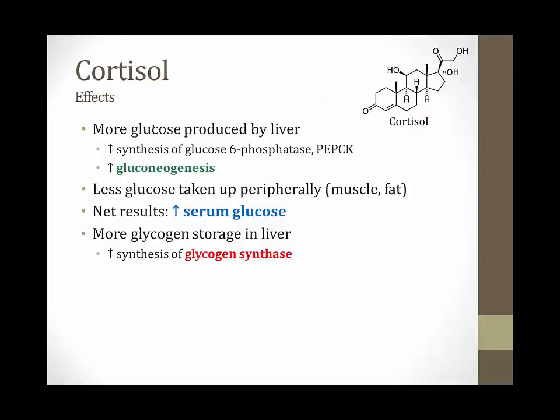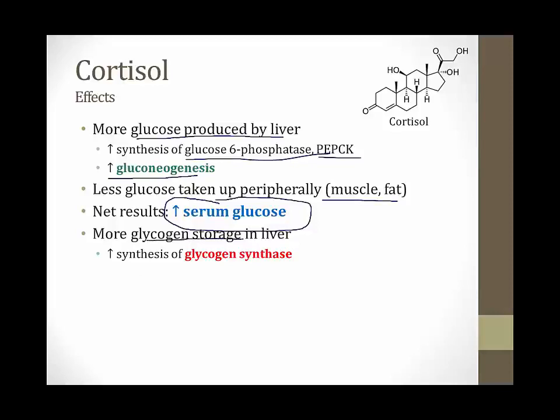Cortisol has a number of effects on glucose. First of all, it leads to more glucose production in the liver. It increases the synthesis of enzymes like glucose 6-phosphatase and PEPCK, and this increases the rate of gluconeogenesis. In addition, cortisol leads to less glucose uptake peripherally by muscle and fat. The net effect of both of these things is to increase the serum glucose concentration, and this fits with cortisol's role as a stress hormone. You want more glucose in the plasma to be available as fuel in times of stress. This also has clinical implications for patients who are in a chronically high cortisol state. They often have hyperglycemia.